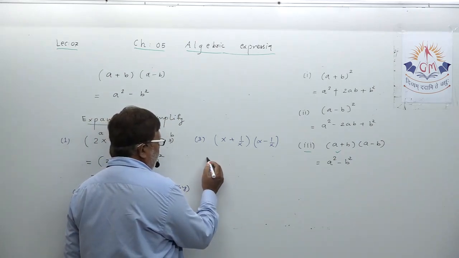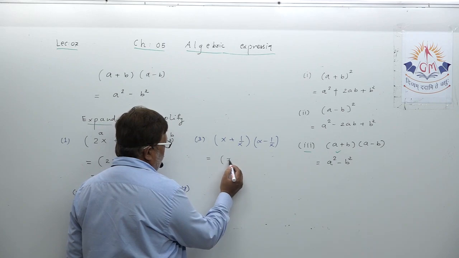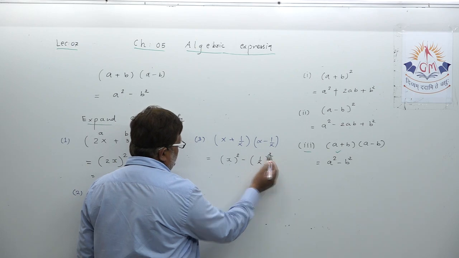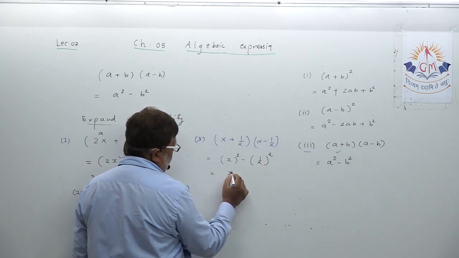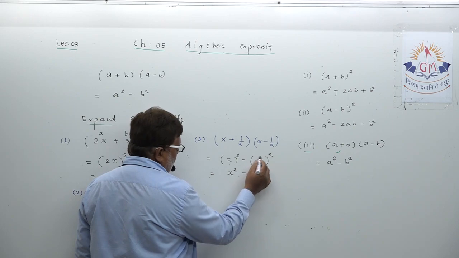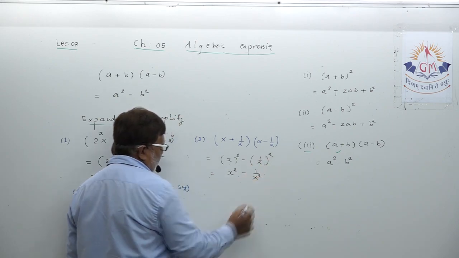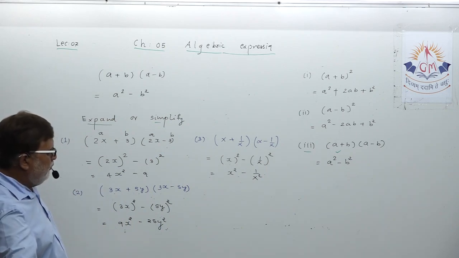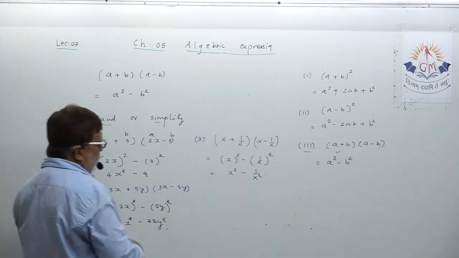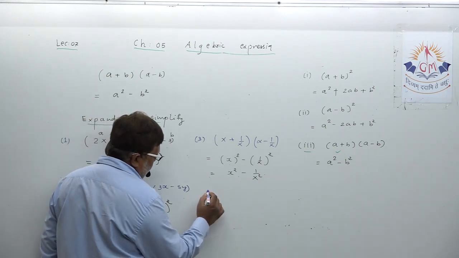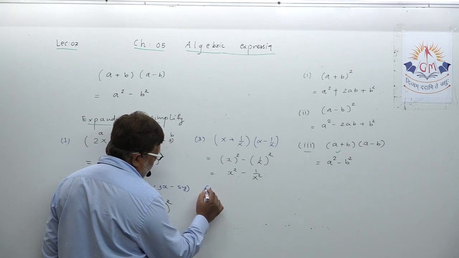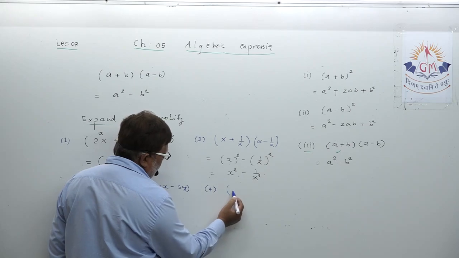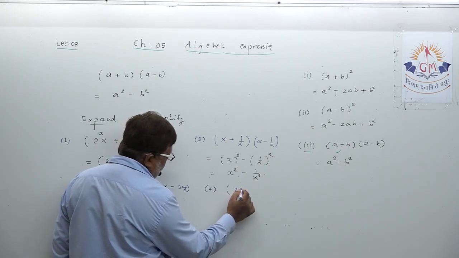So final answer, you all know, a square minus b square. The answer of this is x square minus 1 upon x square. Understand? Two brackets, different sign, similar terms. You can solve such an example this way. Understand? One more to mention, I am giving it to you to try it out.